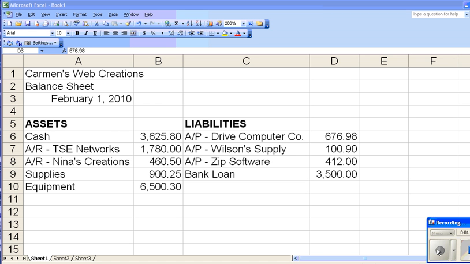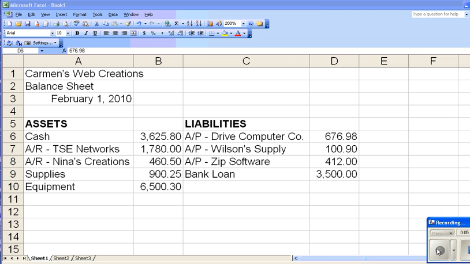Okay, you'll see that I typed in all of the accounts payable, the companies that we owe money to, as well as our bank loan. And I've entered in the amounts. Once again, I formatted the amounts to have two decimal places and no dollar sign.